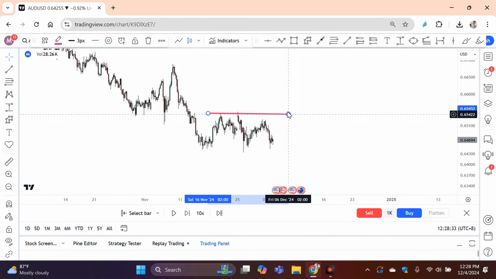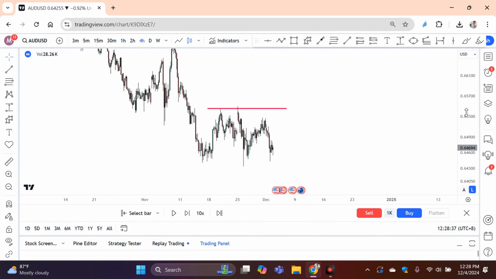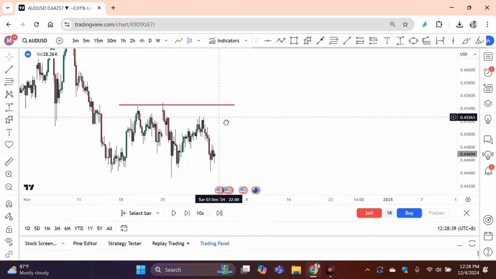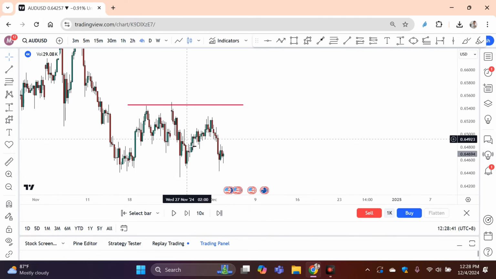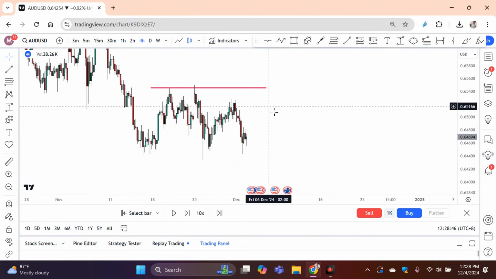And as you can see, the price tested the structure, but it did not break the structure. It went over it, but it is not considered breaking the structure. And it keeps on rejecting upwards and downwards. So that gives me an opportunity for a nice trade.